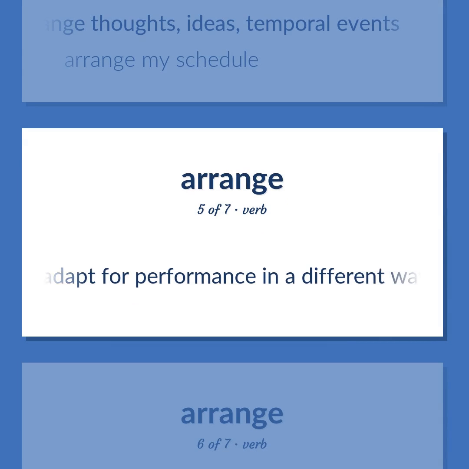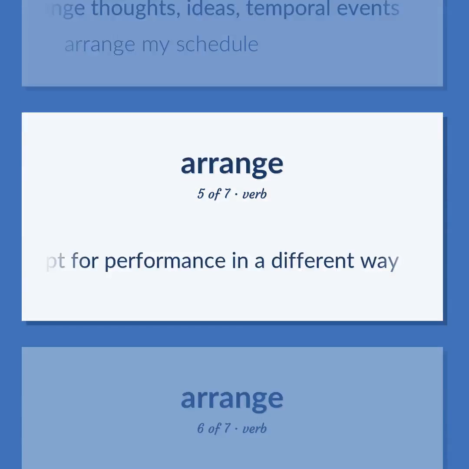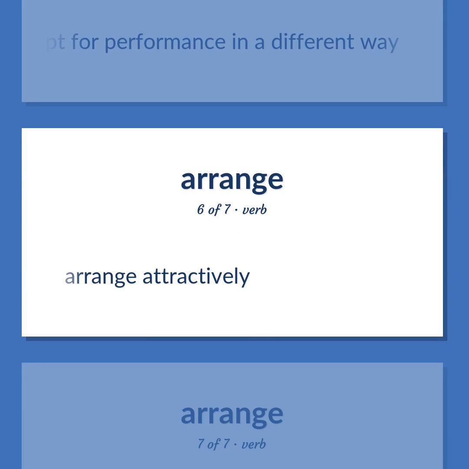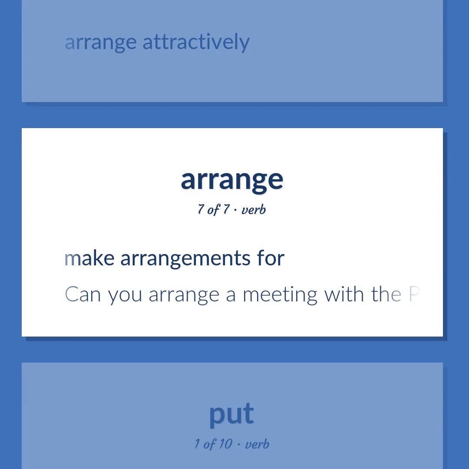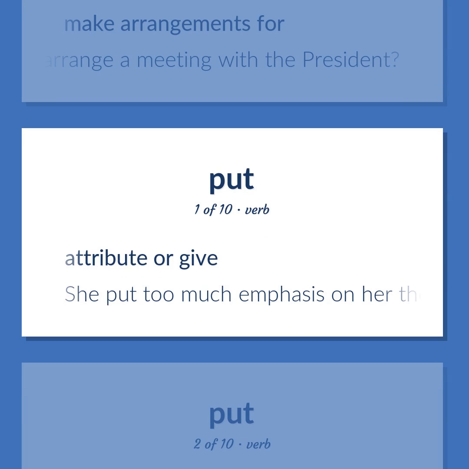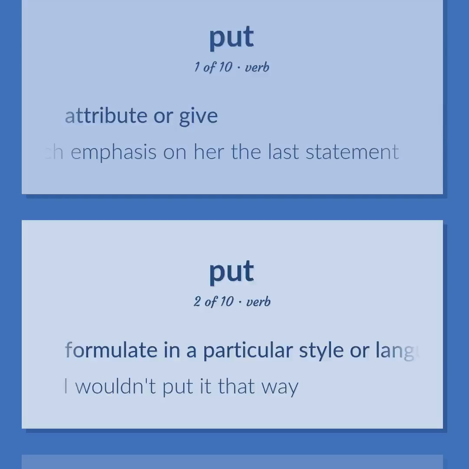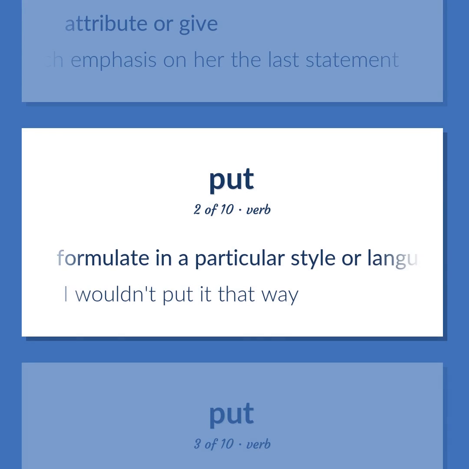Adapt for performance in a different way. Arrange attractively. Make arrangements for. Can you arrange a meeting with the president? Attribute or give. She put too much emphasis on the last statement. Formulate in a particular style or language. I wouldn't put it that way.